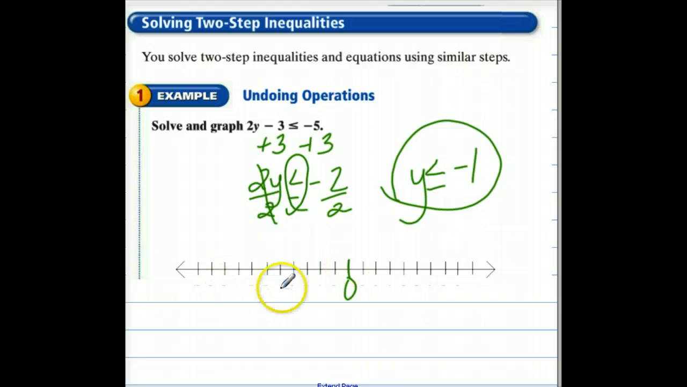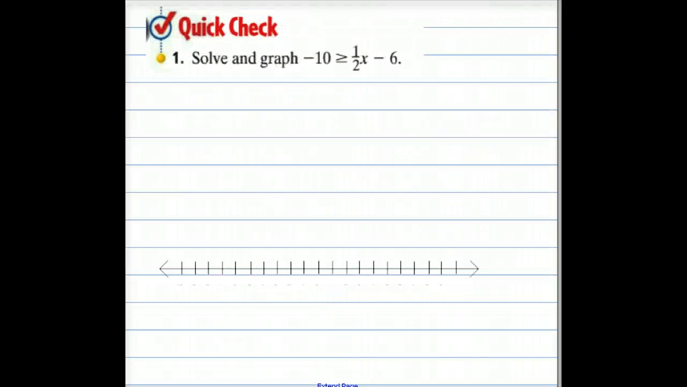0 is plotted. Here's negative 1. It's a less than or equal to symbol, so I'm filling in the circle. Then you have to go back to your inequality and read it. Y can be anything less than or equal to negative 1. Less than means smaller, so I'm drawing my arrow to the left. So this and the graph are part of your answer. Let's do one more.